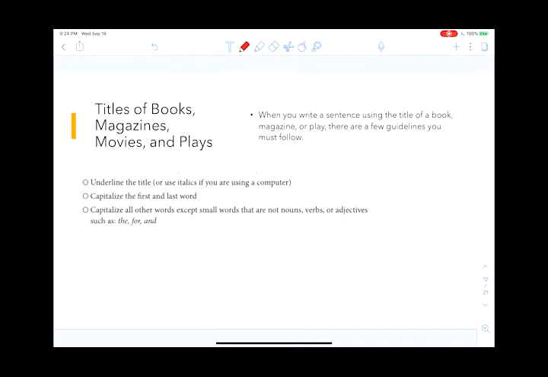For example, The Diary of Anne Frank is a book title, so you would underline it. Capitalize the first and the last word. And capitalize all other words except small words that are not nouns, verbs, or adjectives, such as the, for, and and. And you can see I already capitalized them, so T, D, A, and F, and the O is left lowercase because it is not a noun, verb, or adjective.